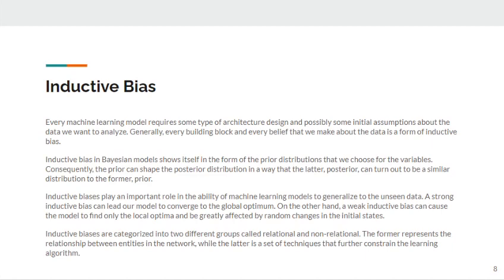Inductive biases play an important role in the ability of machine learning models to generalize to unseen data. A strong inductive bias can lead our model to converge to the global optimum. On the other hand, a weak inductive bias can cause the model to find only local optima and be greatly affected by random changes in the initial states. Inductive biases are categorized into two different groups called relational and non-relational. The former represents the relationship between entities in the network, while the latter is a set of techniques that further constrains the learning algorithm.